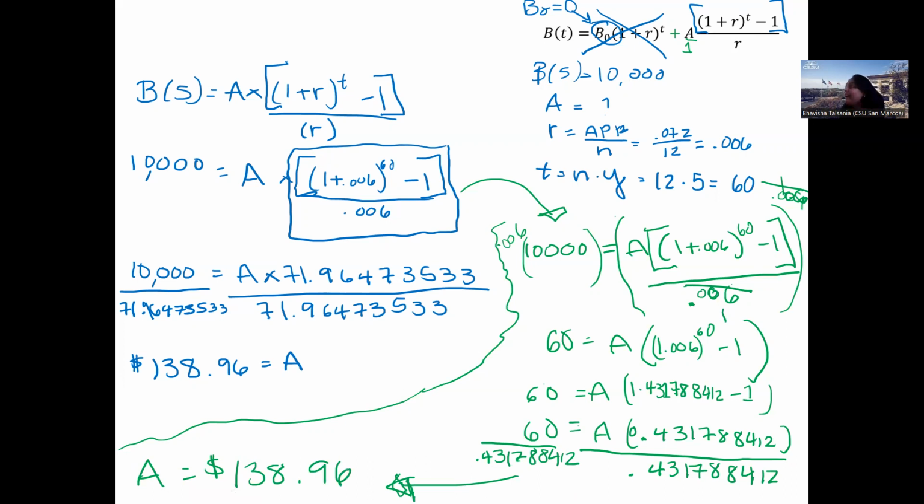Again, either way you do it, as long as you're doing the math correctly, you will arrive at the correct answer. I just want to make sure that you realize this is a parentheses. The A is being multiplied to both the 1 plus R to the T and the minus 1. So just remember that, because if you don't, you'll get some very low number like $40, and that's not enough. That's not enough for you to get $1,000 or $10,000 in 5 years.